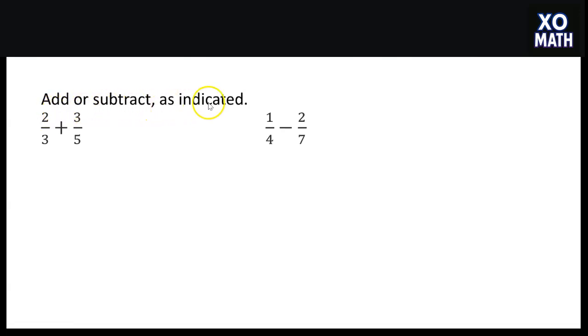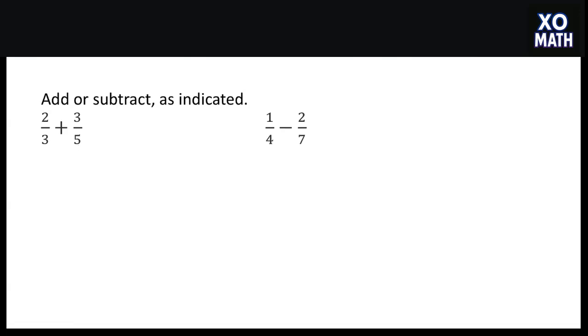Here we're going to add or subtract as indicated. First, we have 2/3 plus 3/5. To add or subtract fractions, we need to rewrite them so that they are equivalent fractions with common denominators. The least common multiple between 3 and 5 is 15.